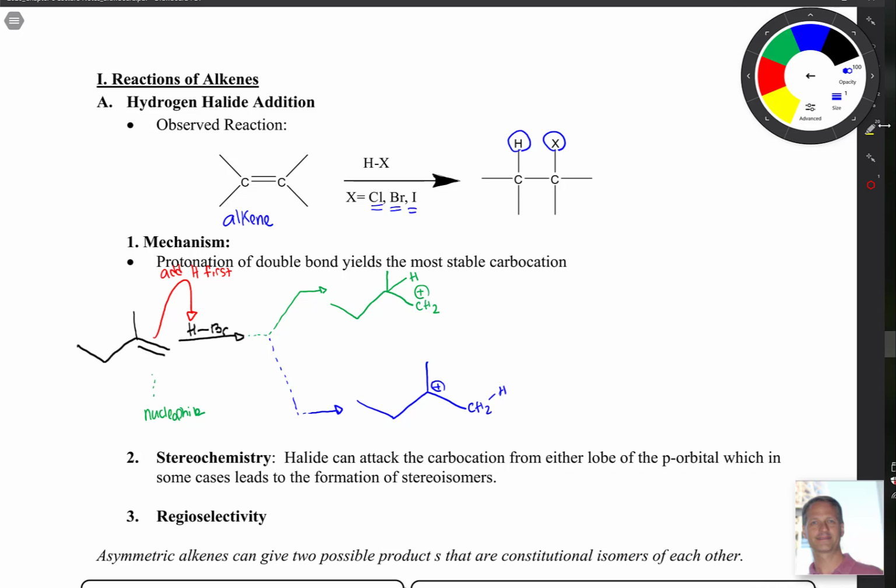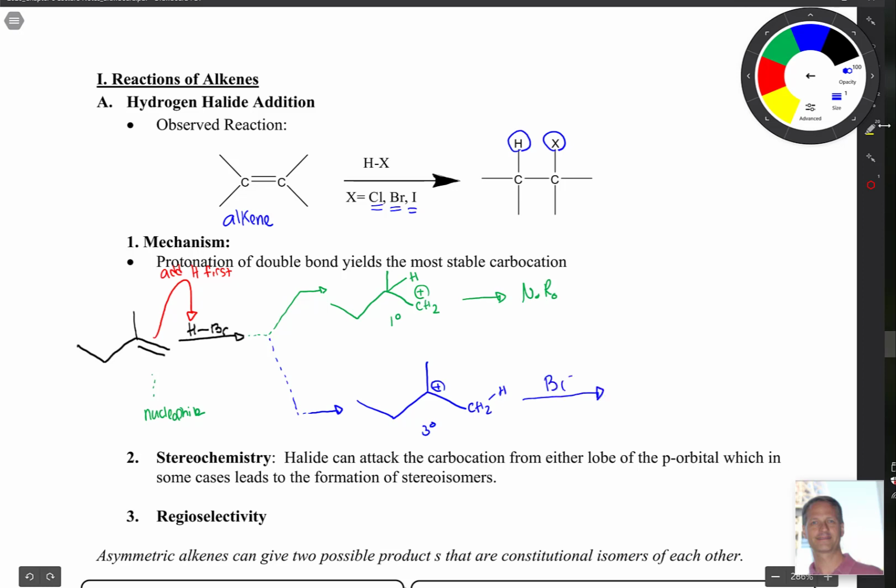Now we know something about the stability of carbocations from looking at E1 and SN1 reactions. This is a primary carbocation. This is a tertiary. Tertiary is much better. So for this top pathway, we can simply write no reaction. It's got too big of an activation energy to form that carbocation. This one has a lower activation energy since it's more stable, so that's the reaction pathway that we're going to do.